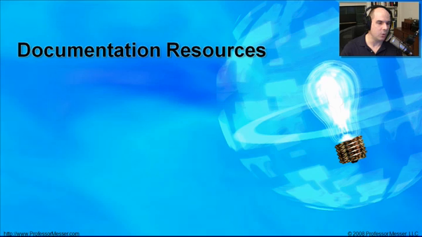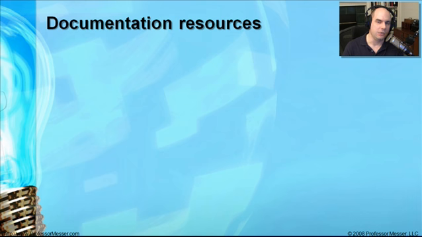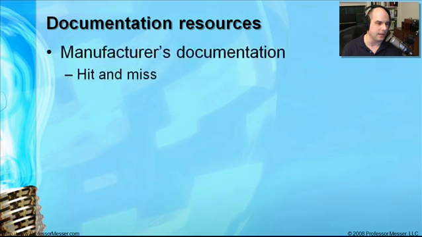We'll start with how we get documentation and what resources are available for us for documentation. Now, obviously, if we have a desktop machine, a laptop computer, a monitor, a keyboard, there's probably going to be some documentation from the manufacturer. Sometimes that documentation is extremely good. Sometimes that documentation is extremely bad. And so it's often a hit and miss type scenario when you run into these.